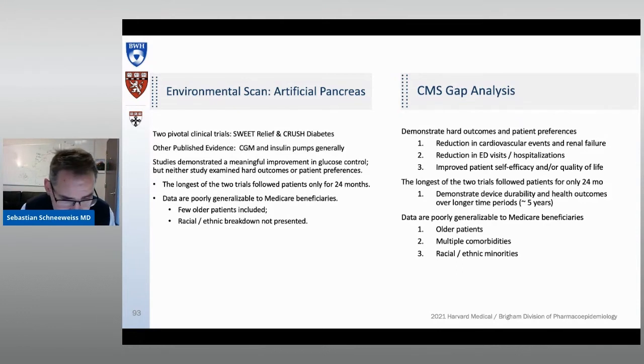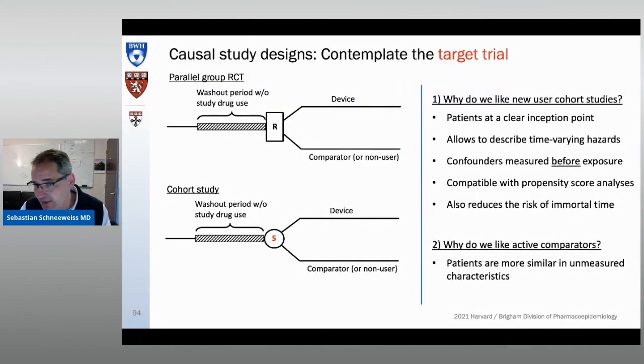Next slide, please. When we are tasked with this, a very healthy first exercise is to contemplate the randomized trial that you would like to do had you unlimited resources with regard to money, but also with regard to time. Most of the time the classical parallel group randomized controlled trial comes to mind, the upper left corner. We have identified a patient of interest. You randomize them into, here, the device group or the comparator group. Most of the time in device epidemiology, you have a non-user group, right? Device versus no device. Rarely do you have one device against another device.